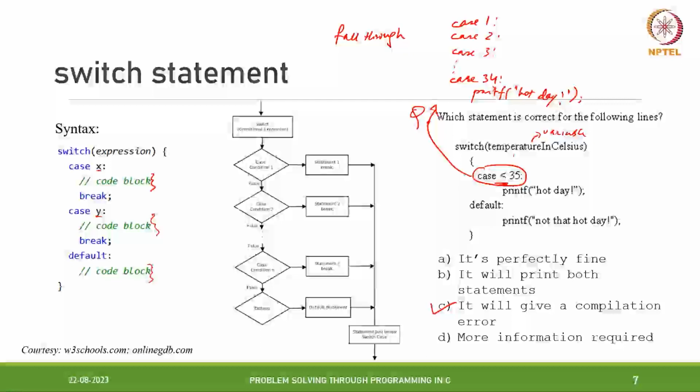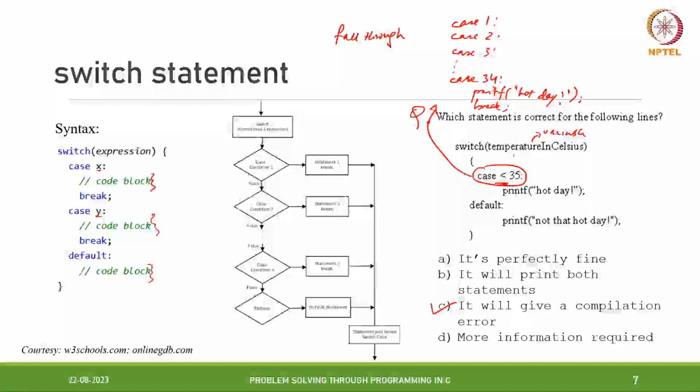So here I want, all the way from 1 to 34, whatever temperature in Celsius value I get, that it should print hot day. So I'll not use break in this case, so that for any of these values from 1 all the way till 34, there should be a fall through and it should print hot day. And if it is a value other than 1 to 34, then it will print the default, which is not that hot day. So after this print, I should give a break, and then I should put the default case.